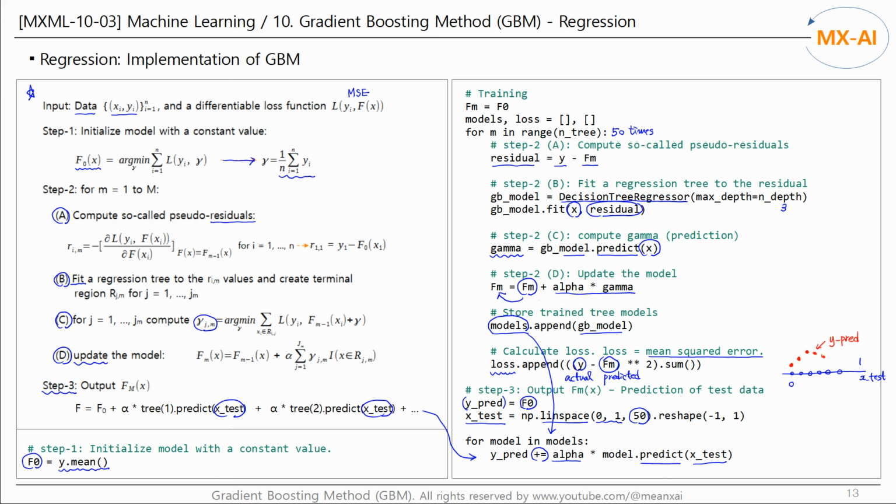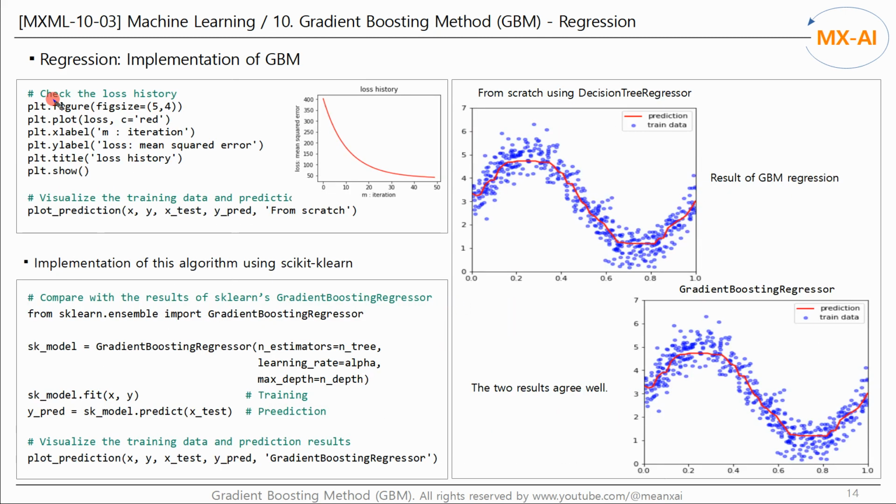This is the code implementation of the algorithm on the left. Now, let's check the results. Let's check the loss history, which is the mean squared error stored during the training process. The result is like this. This shows that the mean squared error loss gradually decreases as training is repeated. This means that the training went well.